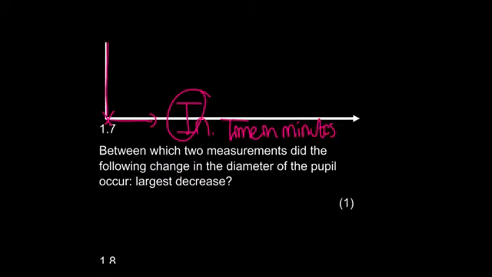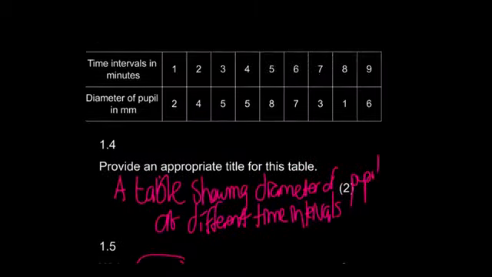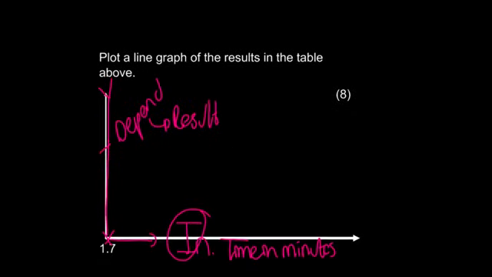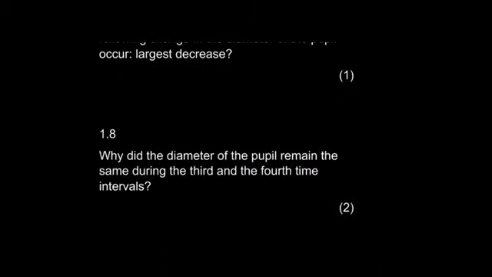My y-axis is my dependent variable, which basically means my results. Did I have any control over the diameter of the pupil? No. So I'm going to put diameter and the units of measurement. Then I'm going to draw in the dots, and then draw a line graph. Are we finished?